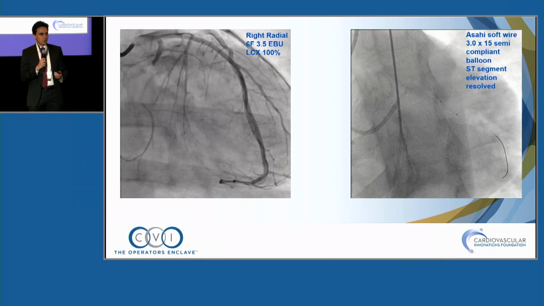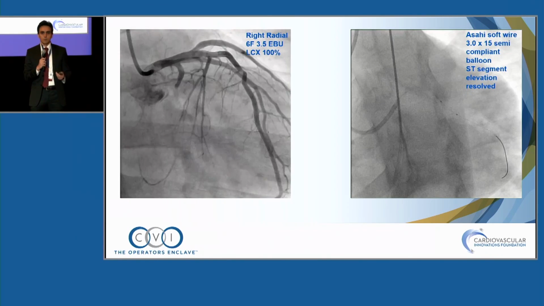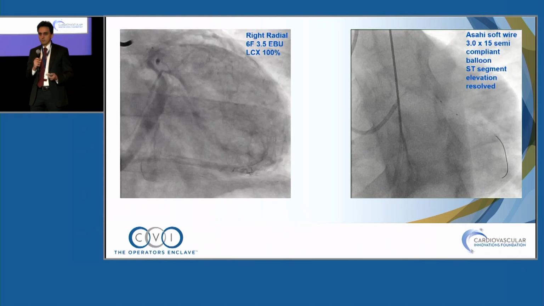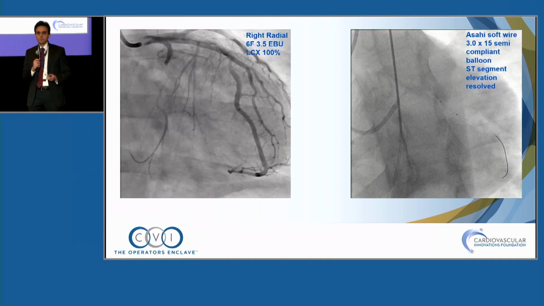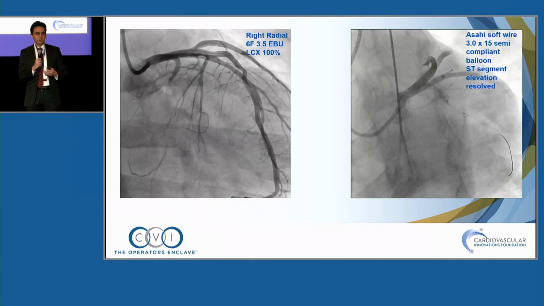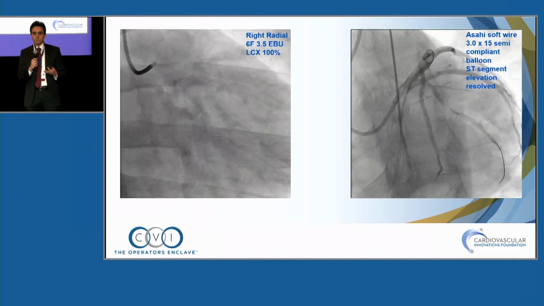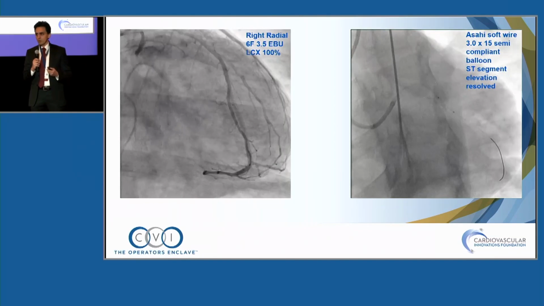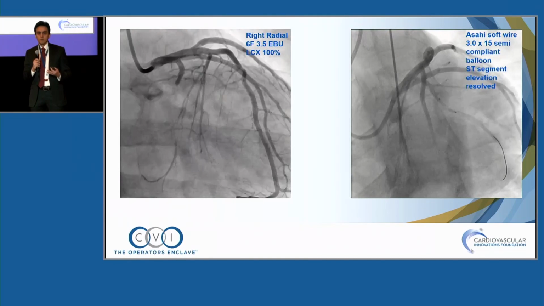A right radial artery approach was taken. The right coronary artery was visualized first and was confirmed to be angiographically normal. At this point, a 3.5 EBU was used to engage the left system and confirmed a 100% left circumflex occlusion. The initial angioplasty was done successfully, and an Asahi SoftWire was used to easily cross the lesion, and a 3.0 by 15 semi-compliant balloon was used for inflation. At this point, the patient's chest pain resolved, and the ST segment elevations normalized on his EKG.